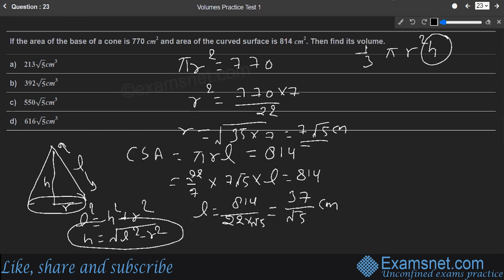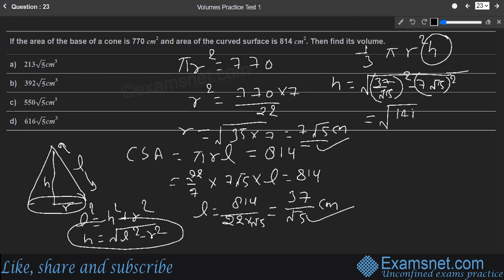In this case, we have got the L value, we have got the r value. So h value will be equal to under root of L square minus r square. So L value is 37 by root 5 whole square minus r value is 7 root 5 whole square. So if we solve it, this comes out to be under root of 144 by 5, which is nothing but 12 by root 5. So that is the value of the height that we have calculated, 12 by root 5 centimeter.